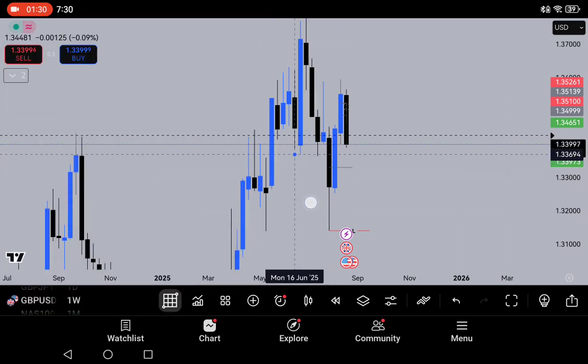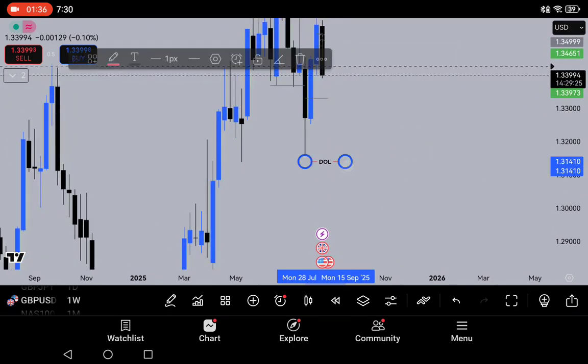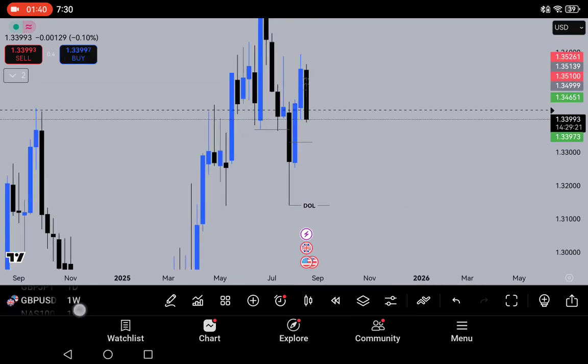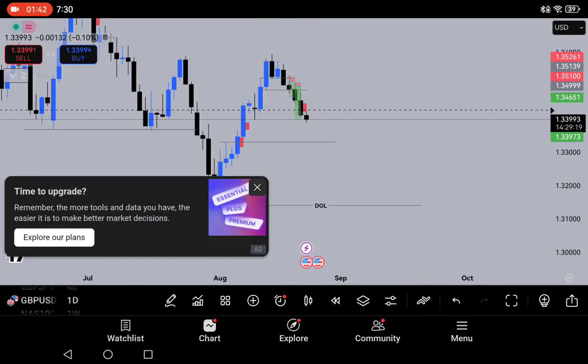Now immediately I saw that price has closed below this low comfortably. I know that price will continue lower. This will be my next draw of liquidity to target. So I went to daily time frame.